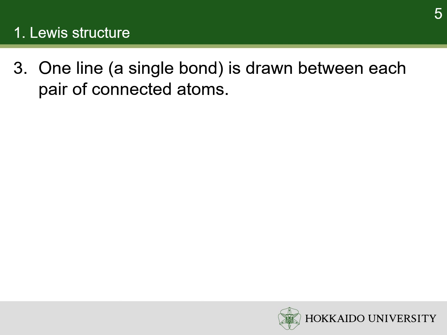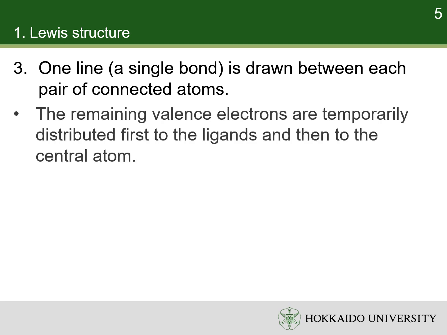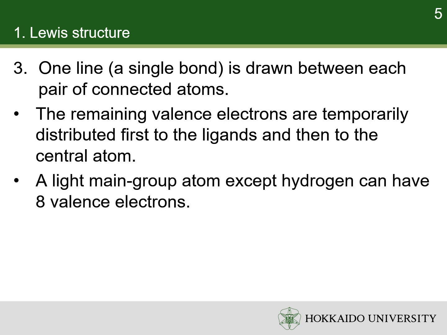Third, one line, representing a single bond consisting of a pair of electrons, is drawn between each pair of connected atoms. The remaining valence electrons are temporarily distributed first to the ligands and then to the central atom and drawn as dots, until there are no more to be placed. According to the octet rule, a light main group atom except hydrogen can have 8 valence electrons. No electron should be distributed to hydrogen because it has got 2 shared electrons from the single bond.